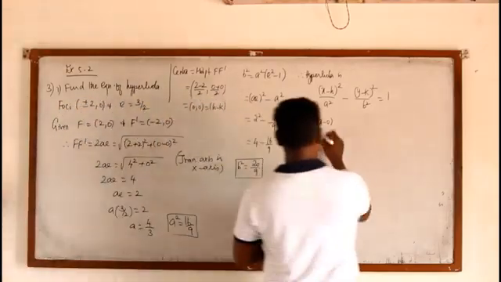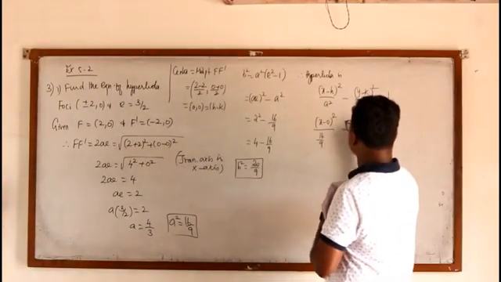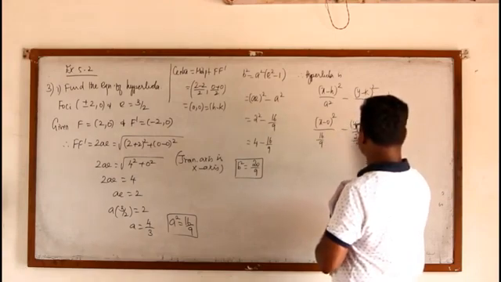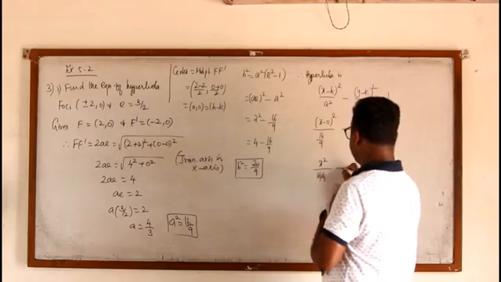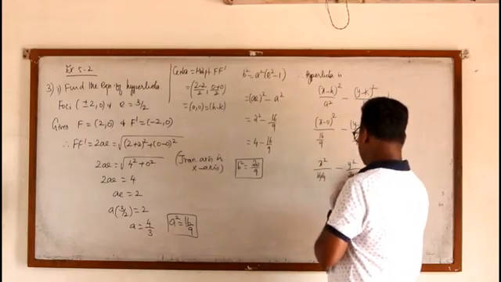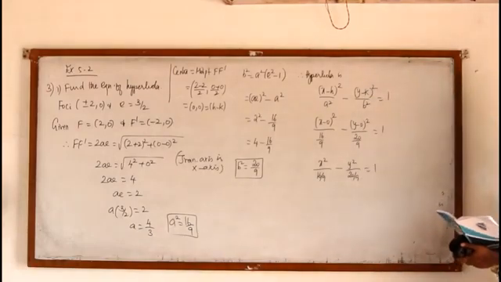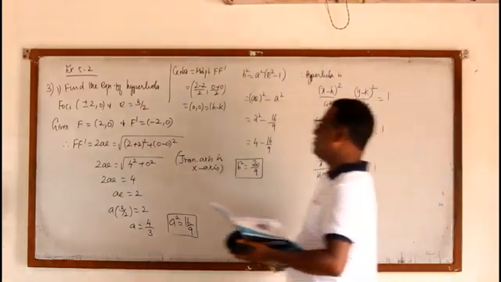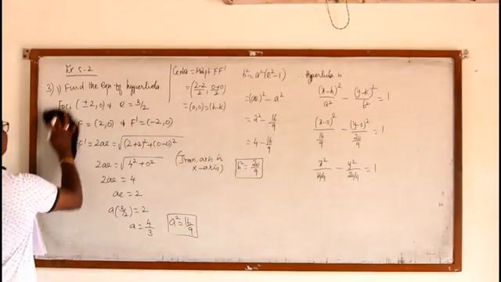So (x minus 0) the whole square by a square, which is 16 by 9, minus (y minus 0) the whole square by 20 by 9 equals 1. It is x square by 16 by 9 minus y square by 20 by 9 equals 1. This is the equation of the hyperbola. Since it is the standard form, you write it in the standard form itself. Now, problem number 2 under 3.